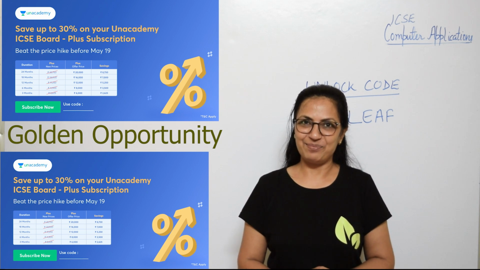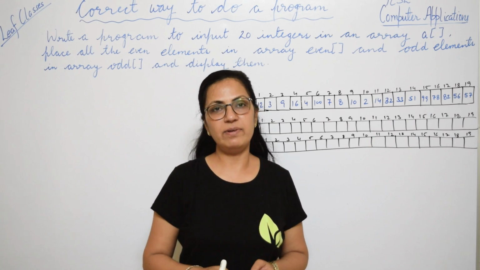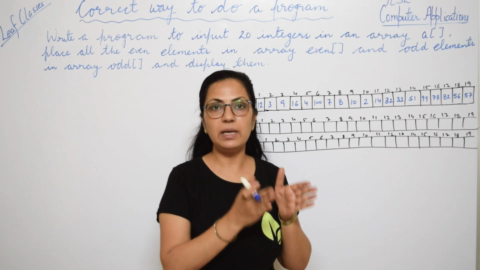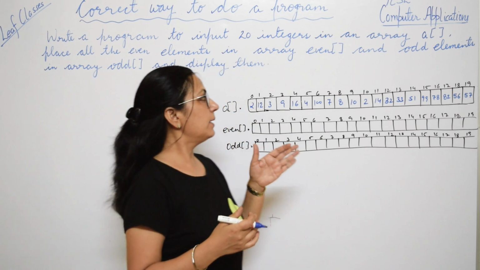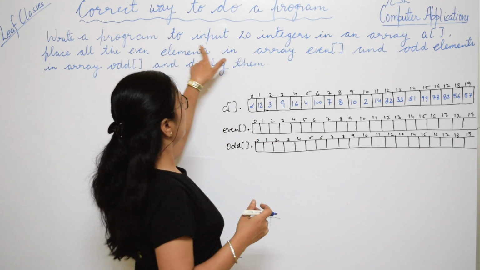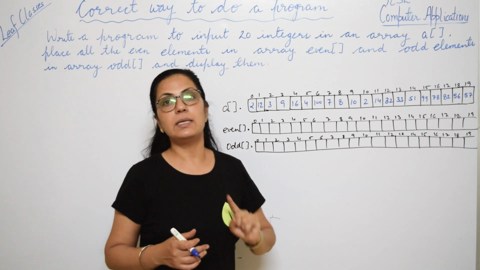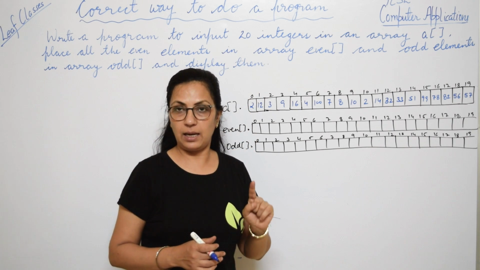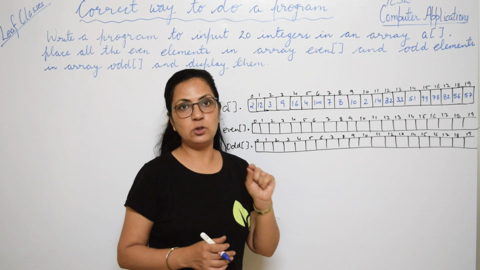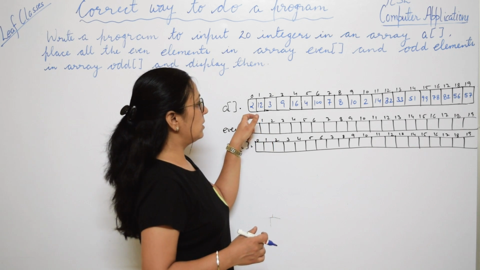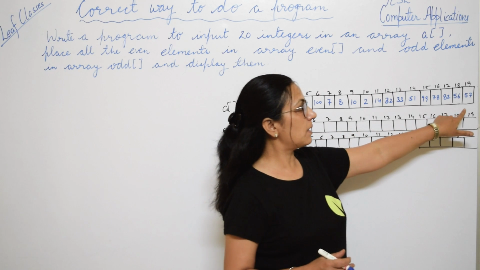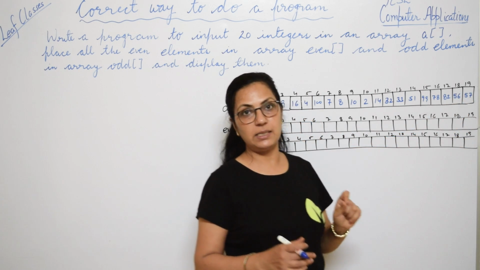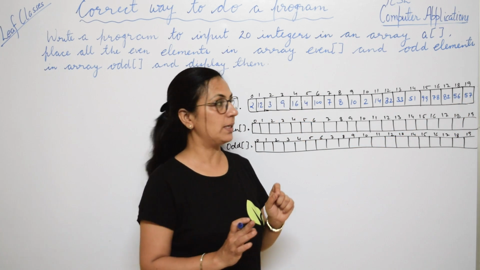Children, like I always tell you, first you have to do the input part, then the calculation, and then printing, right? So first your question is to input 20 integers in an array A. We have to input 20 integers, and you know the array subscript starts from 0 and the last subscript for 20 values will be 19. From 0 to 19, total 20.